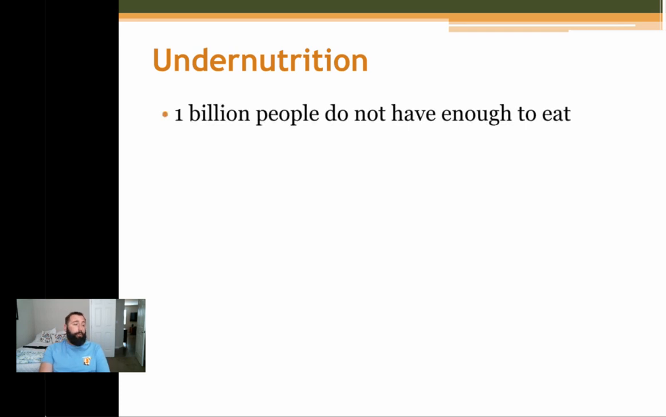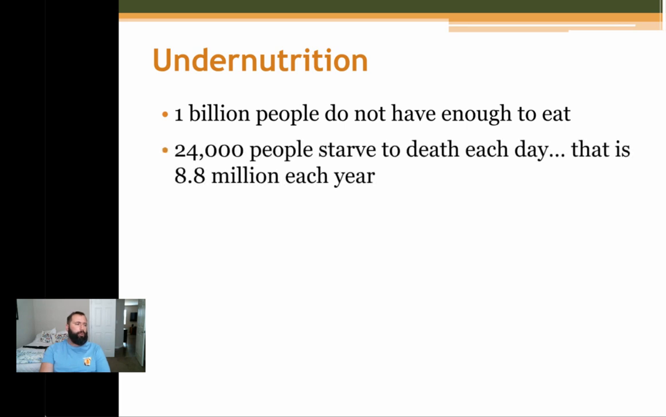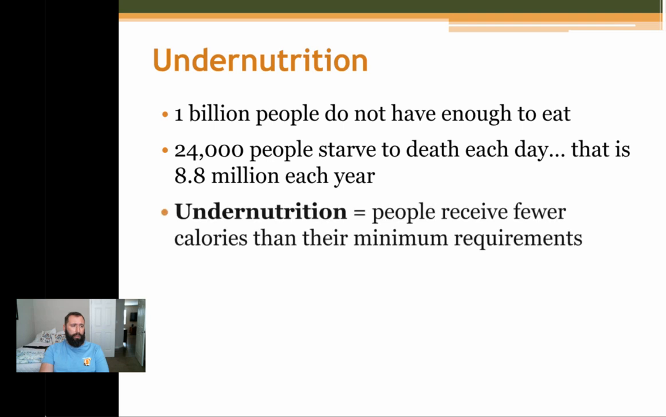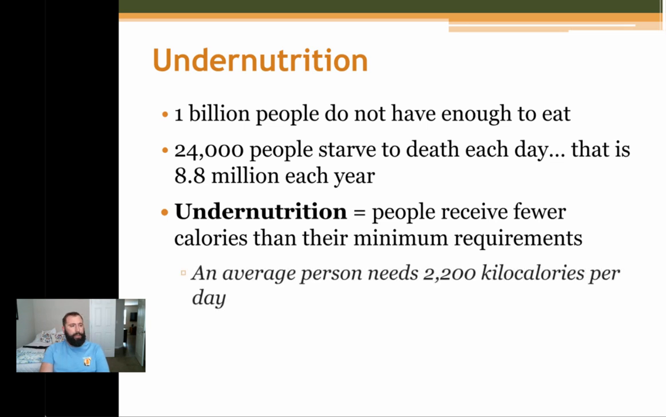Undernutrition is a huge problem across our world. 1 billion people do not have enough food to eat. 24,000 people starve to death every single day. That's 8.8 million people per year. Undernutrition is a condition in which people receive fewer calories than the minimum requirements.